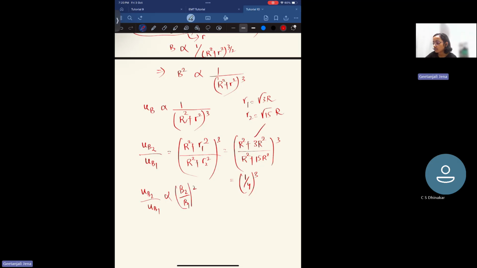Let me see, this will be 3R square, this is 15R square, so this will give 4R square, and this is 16R square. This is 1 by 4, so 1 by 4 to power cube. I think 60, you should get 64.